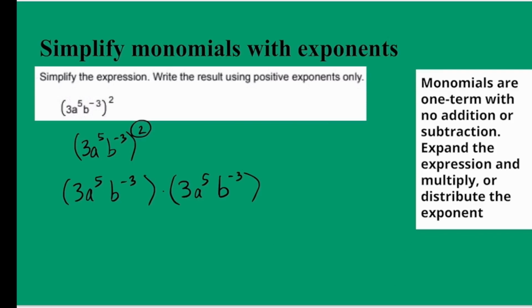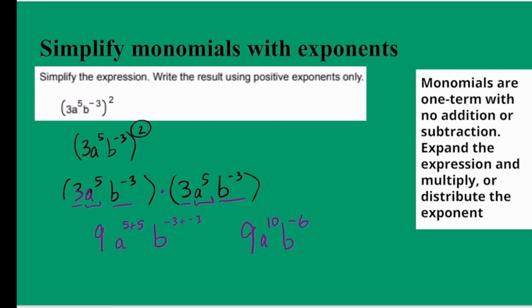So the rules for multiplying monomials: the numbers we just multiply as is. So we have 3 times 3. That's going to give us 9. A to the 5th times a to the 5th, we add those exponents. So 5 plus 5 is 10. And then for the b, again, that's being multiplied, so it's -3 plus -3. So your answer would become 9a to the 10th, b to the -6.